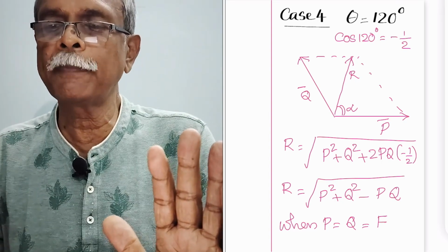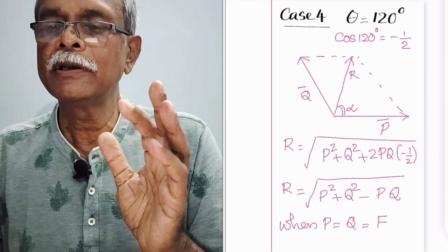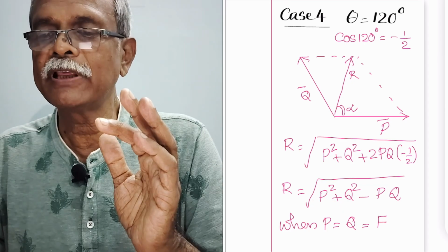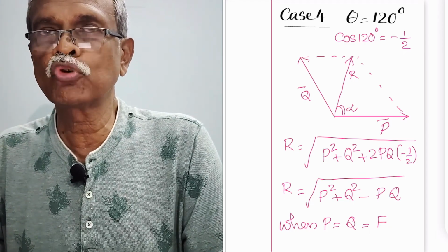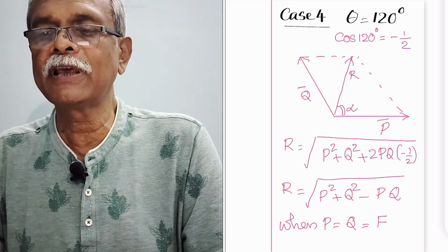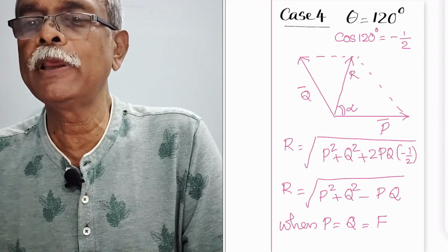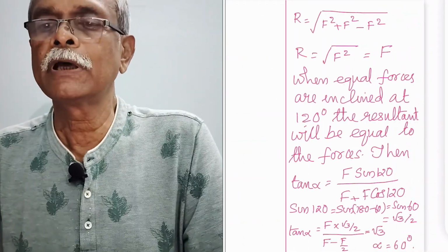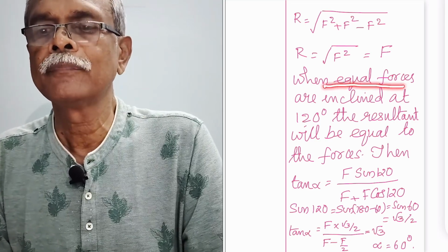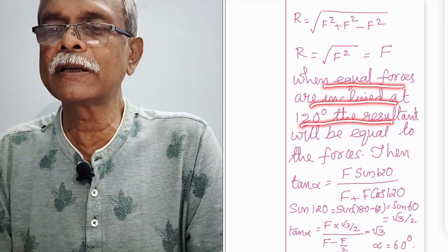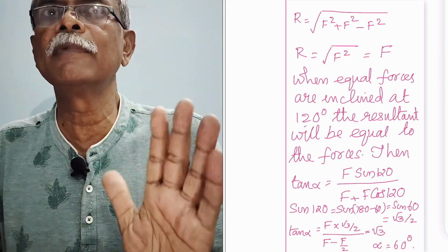When these two forces P and Q are equal to a force F, then we can write this as root of F square plus F square minus F square, that will be F square, and square root of F square will be equal to F. Therefore, when equal forces are inclined at 120 degree, the resultant will be equal to one of the forces. Resultant will be same as the forces.